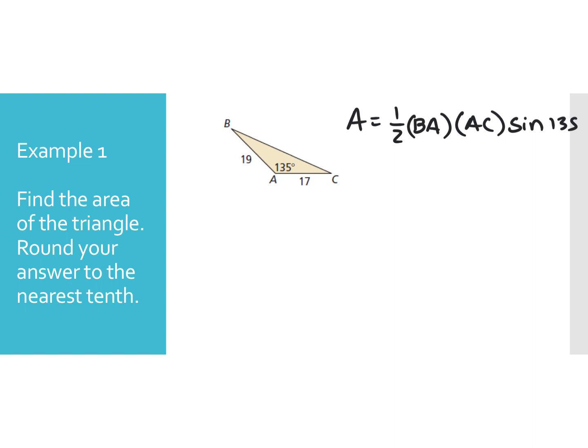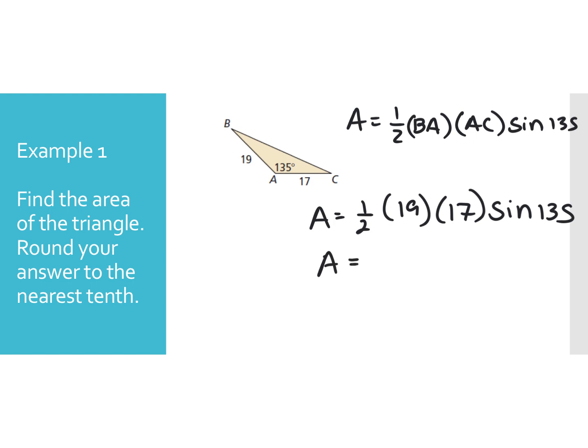So if we plug that in, we're going to have the area equals 1/2, BA is 19, AC is 17, and then we're going to just write sine of 135. Now I'm going to put that in my calculator. Sine 135 times 17 times 19, all of that halved or divided by 2. And we get that the area of this triangle is 114.19. But again, they wanted it to the nearest tenth. So our area is going to be 114.2 units squared.